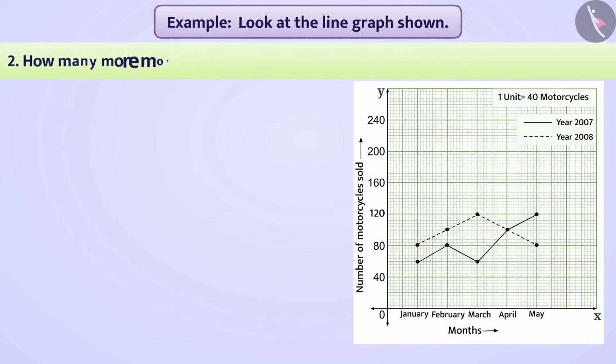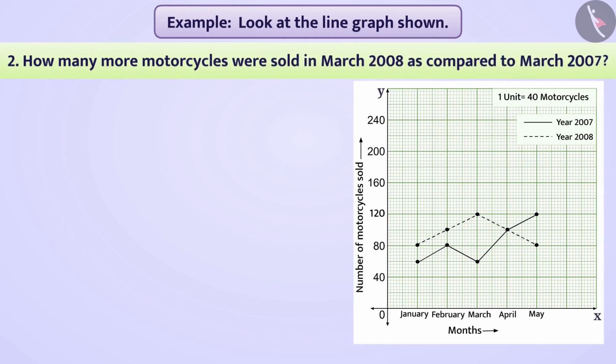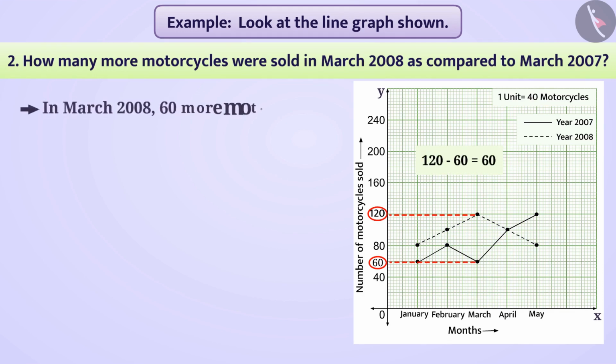How many more motorcycles were sold in March 2008 as compared to March 2007? It is observed from the graph shown that 120 motorcycles were sold in March 2008 and 60 motorcycles were sold in March 2007. The difference between the two numbers is 120 minus 60 is equal to 60. So, we can say that in March 2008, 60 more motorcycles were sold than in March 2007.